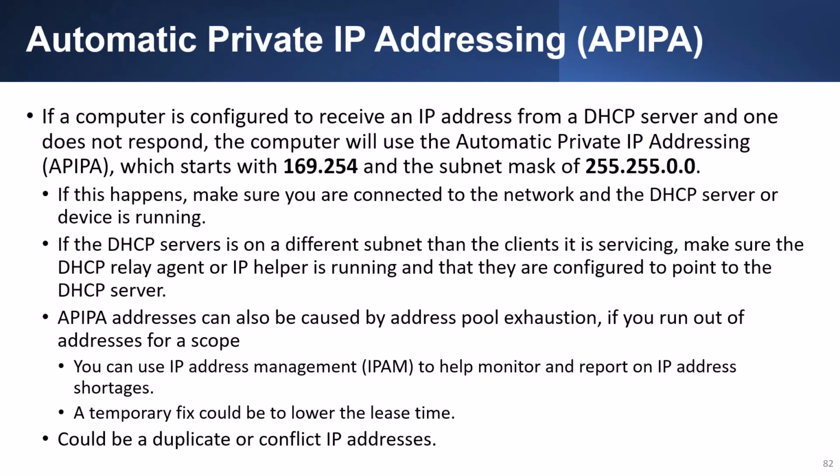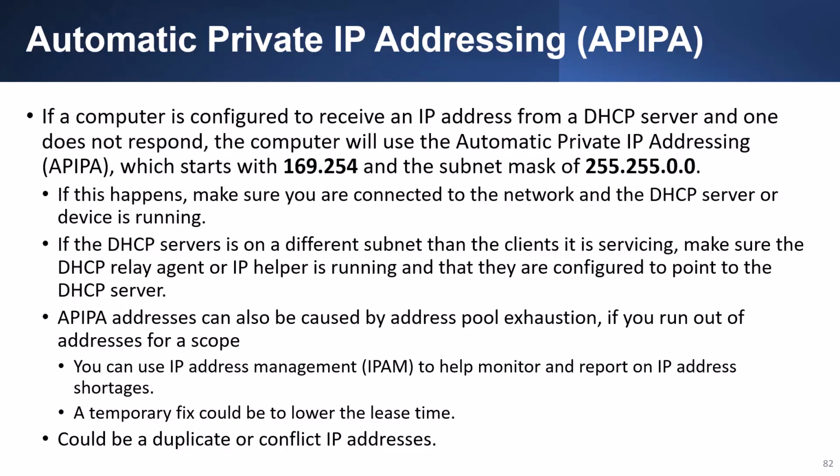If a computer is configured to receive an IP address from a DHCP server and one does not respond, the computer will use Automatic Private IP Addressing, or APIPA, which starts with 169.254 and a subnet mask of 255.255.0.0. If this happens, make sure you're connected to the network and the DHCP server or device is running. Another cause is the DHCP server being on a different subnet than the clients it is servicing. Make sure the DHCP relay agent or IP helper is running and that it is configured to point to the DHCP server.